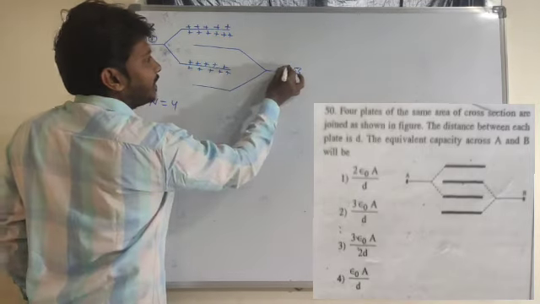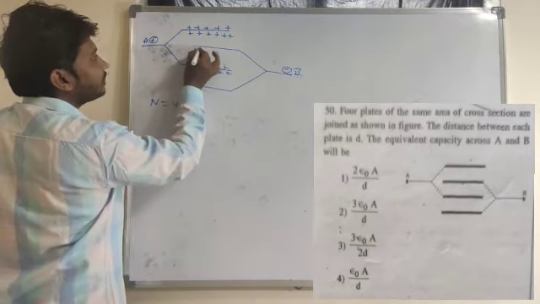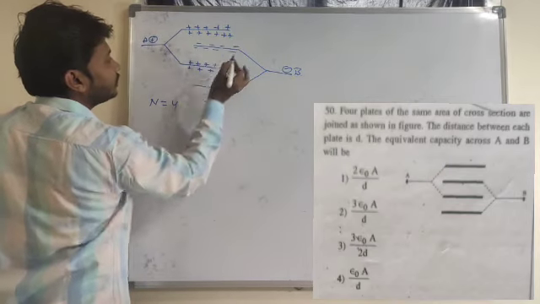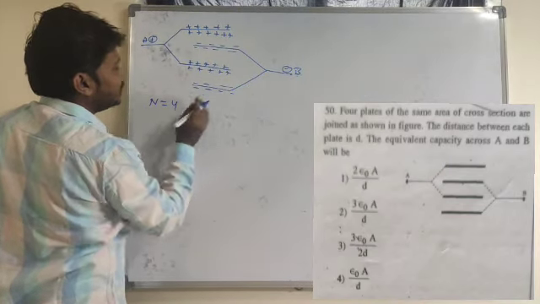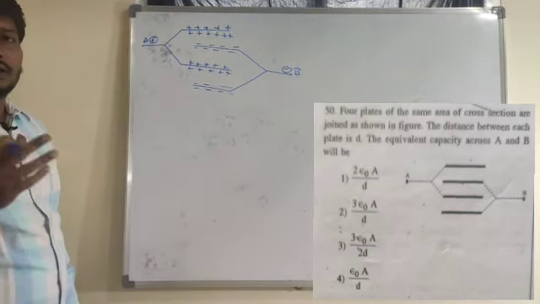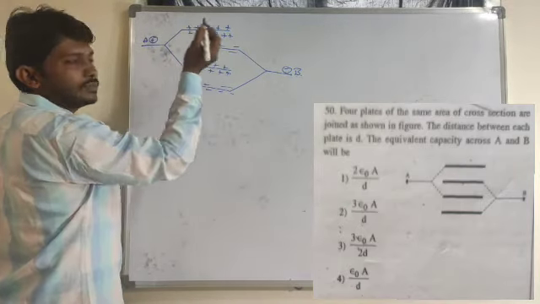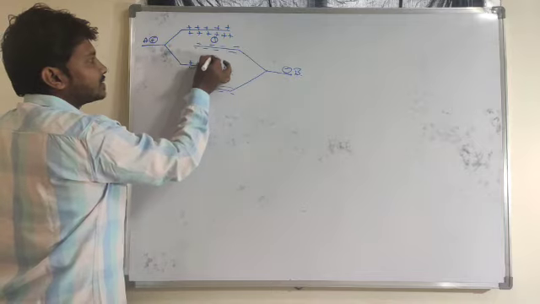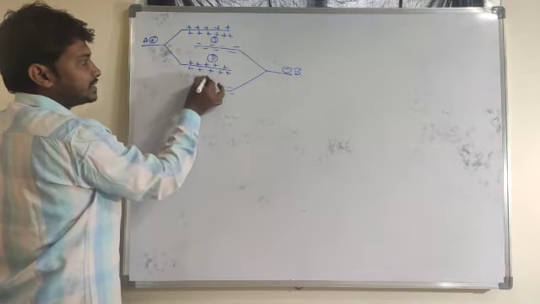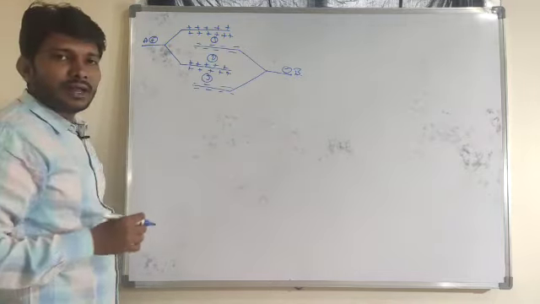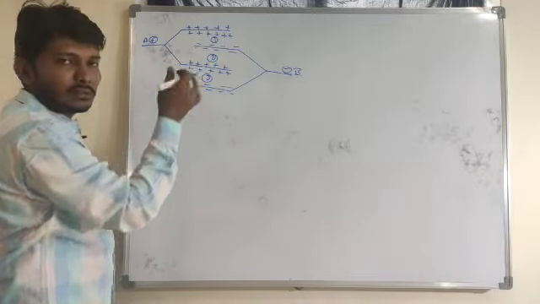Suppose that plate B is negative. So now let me consider how many parallel plates are possible here. Plus and minus, one plate is possible here. Minus and plus, one more plate is possible here. Plus and minus, one more plate. How many parallel plates are possible here? 3 plates are possible here.